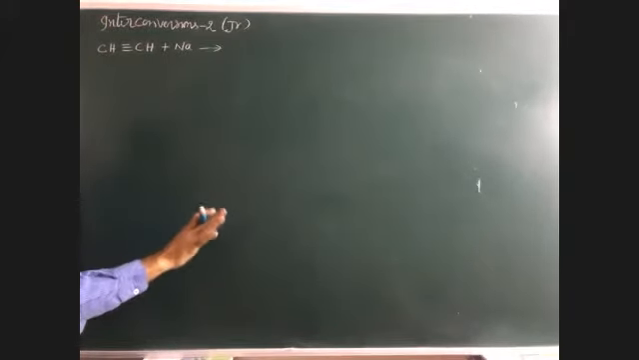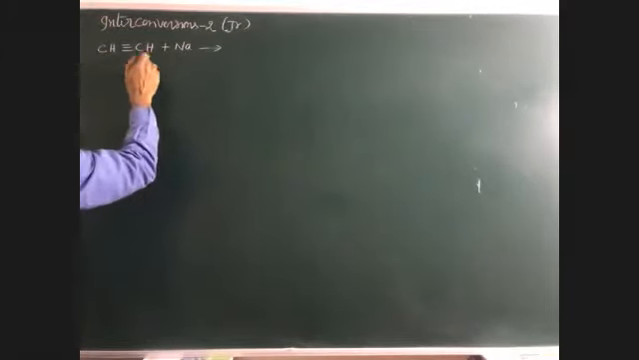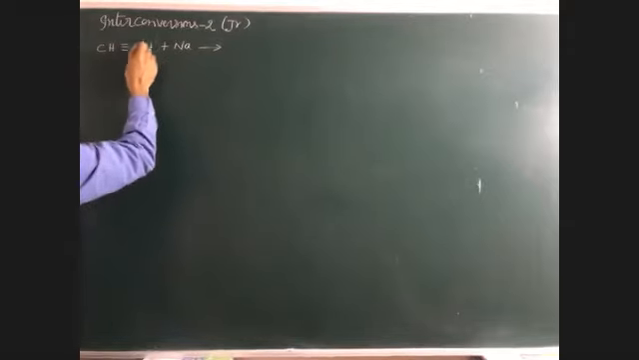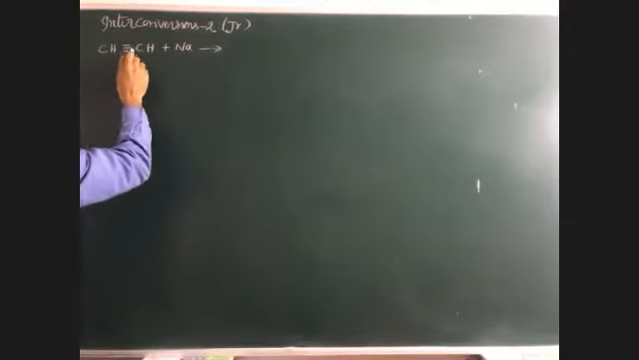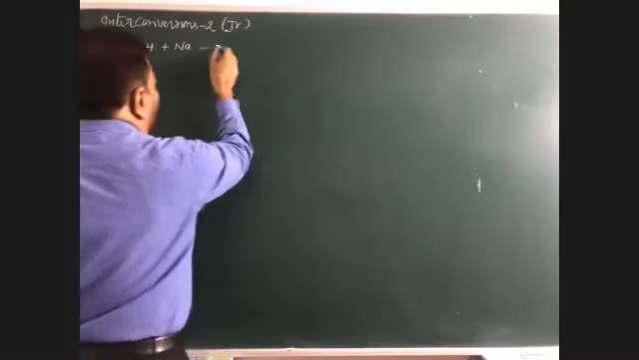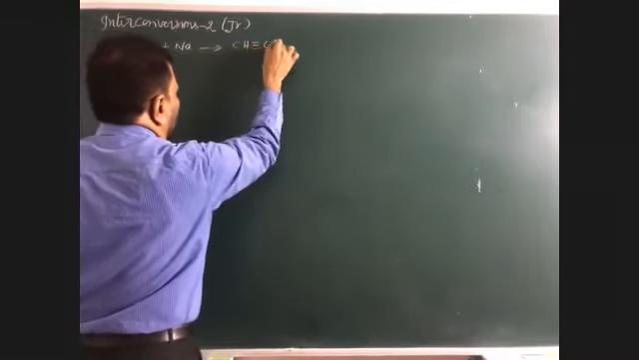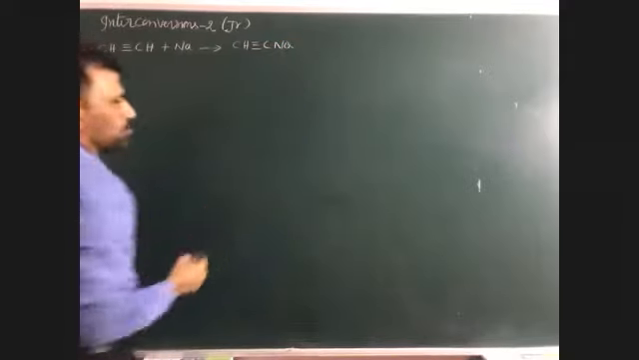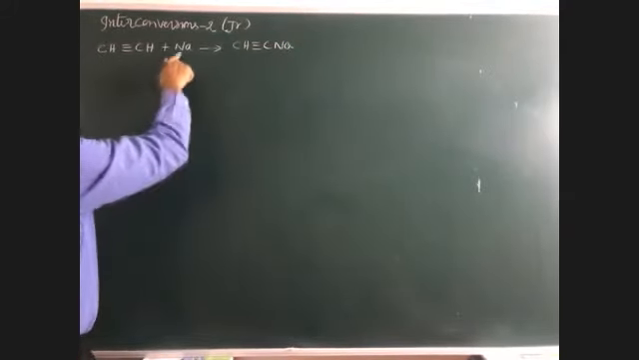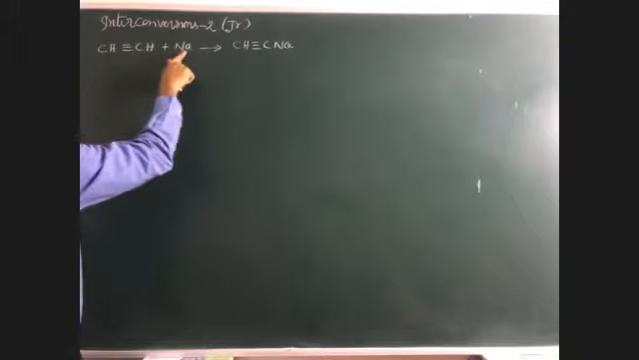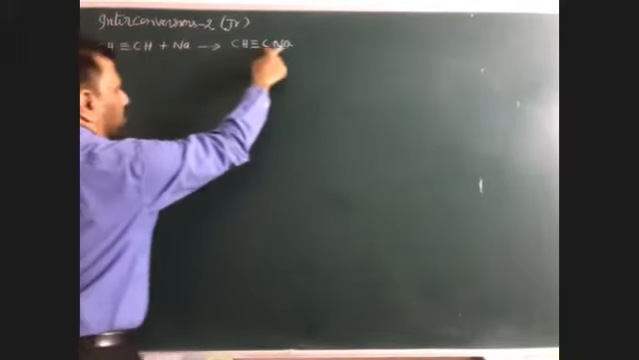Sodium does not react with ethylene, but it reacts with acetylene. That is, the hydrogen attached to the sp carbon is active, just like an acid. So here it forms CH triple bond CNa, monosodium acetylide. If I take 2 moles, that is excess sodium, both hydrogens can be removed.